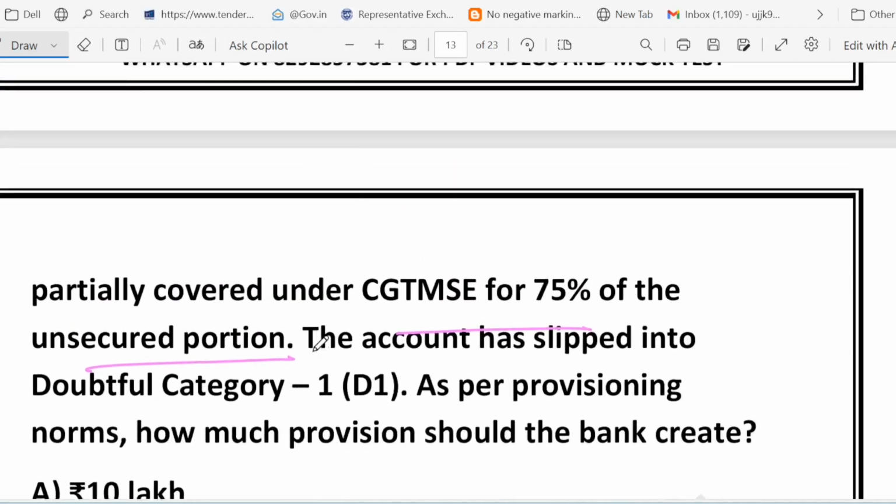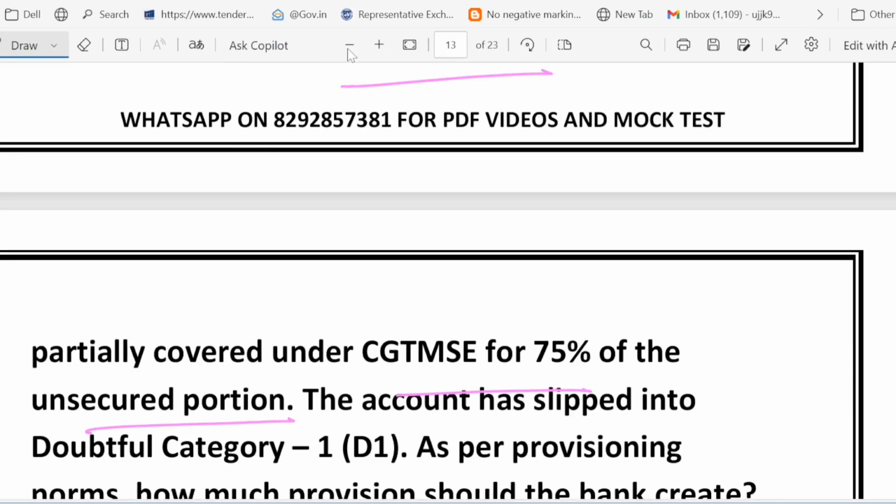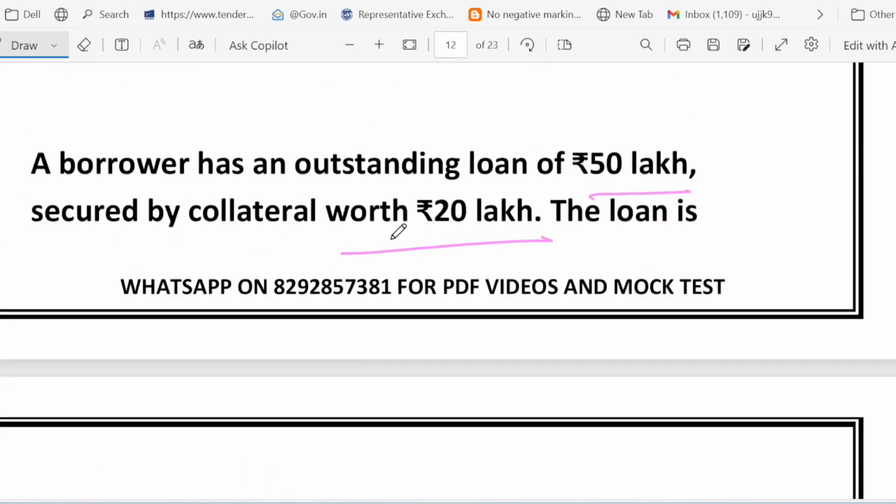I request you to please pause the video first and try it yourself. Very, very important thing I'm telling you. If you don't try, then you will not be able to understand the concept. If you make a mistake, then you can easily remember it.